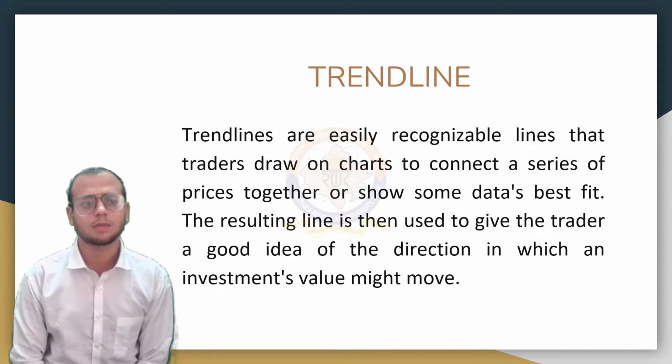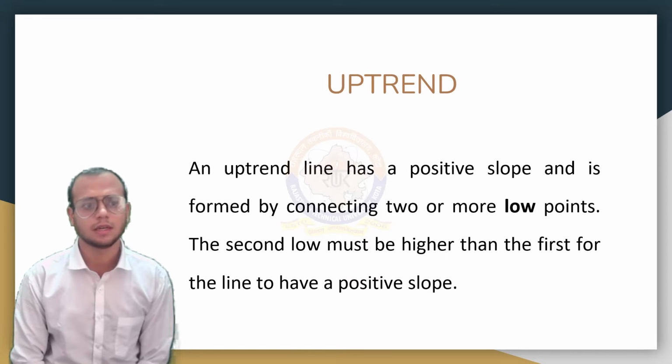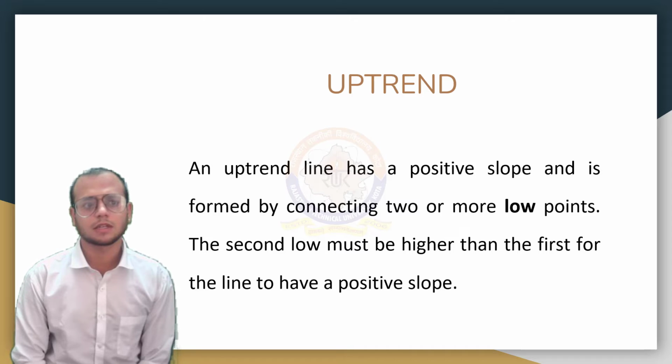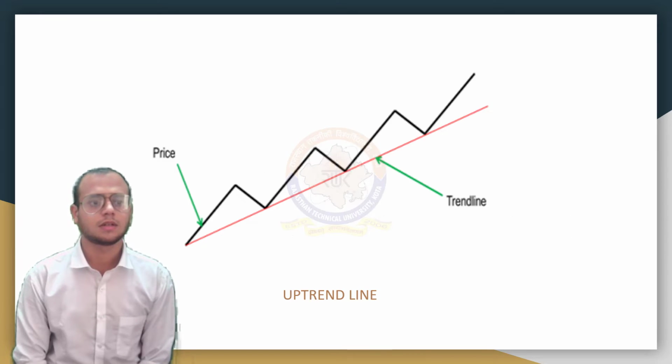An uptrend line has a positive slope and is formed by connecting two or more low points. The second low must be higher than the line to have a positive slope. It's all about buyers buying at the support point, and it looks like an uptrend, moving vertically with higher highs and higher lows. Look at how an uptrend looks in the next slide. In this slide, you see price moving in an upward direction, making higher lows and higher highs. It means it is an uptrend.